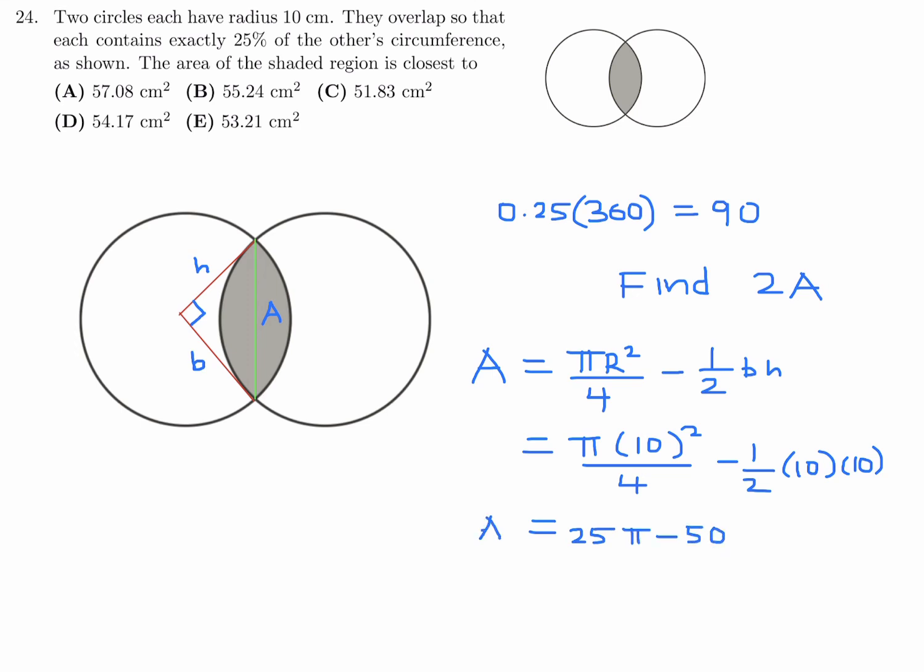And that's A. Now, of course, I want to figure out 2A because the area of the shaded region is 2A. So that's going to be 2 times that, which is obviously 50 pi minus 100, and that is equal to approximately 57. And of the answer choices, the closest is choice A.